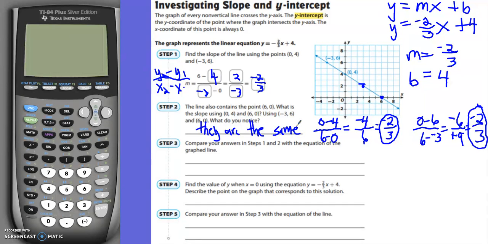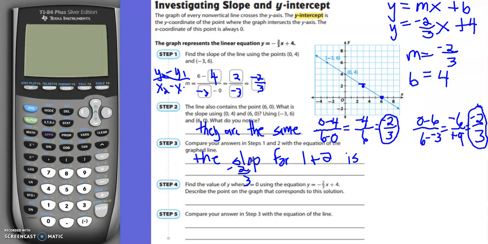Compare your answers in steps 1 and 2 with the equation of the graphed line. Well, they are both negative 2/3. So the slope for 1 and 2 is negative 2/3.